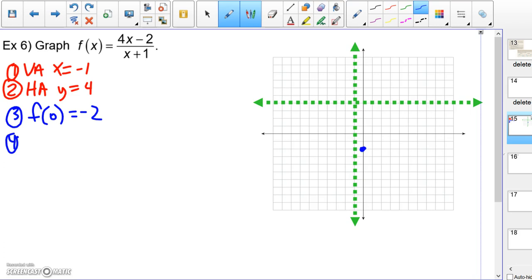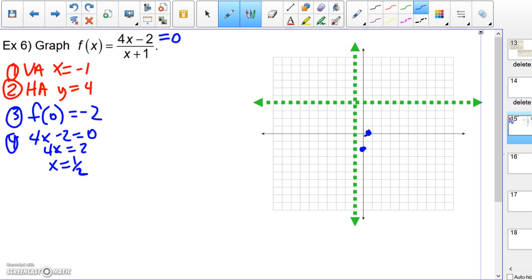Find the x-intercept. The x-intercept is going to be where the top equals 0. So 4x minus 2 equals 0. Add 2, divide by 4, you're going to get 1/2. X equals 1/2. That's your intercept right there.